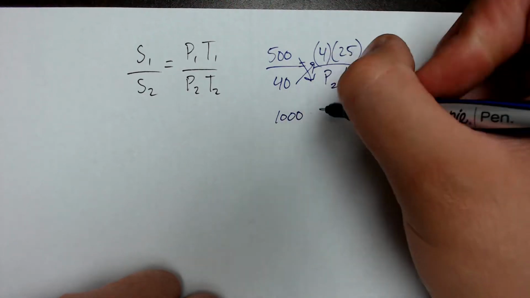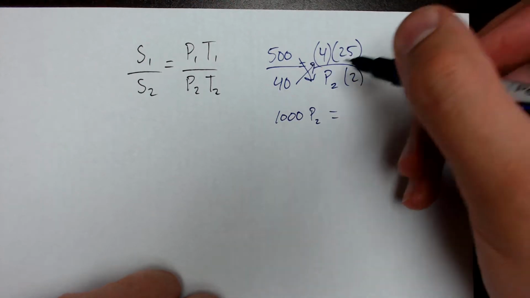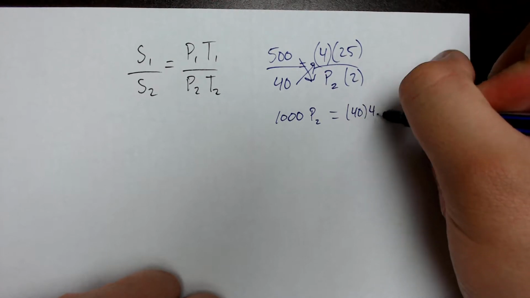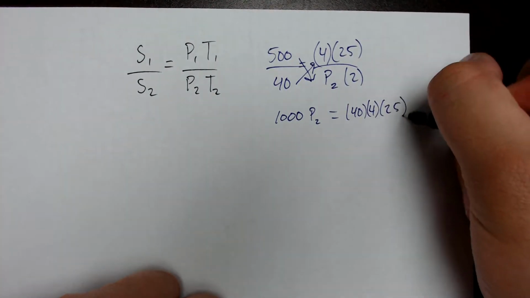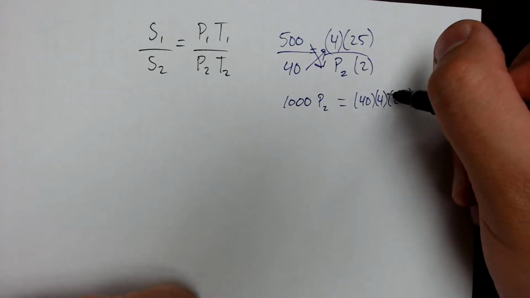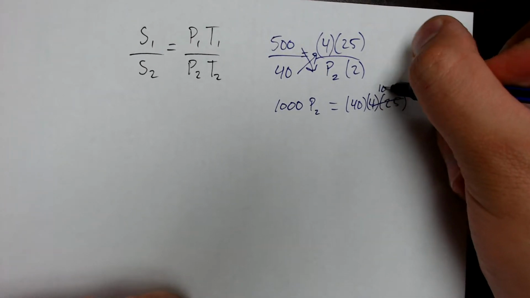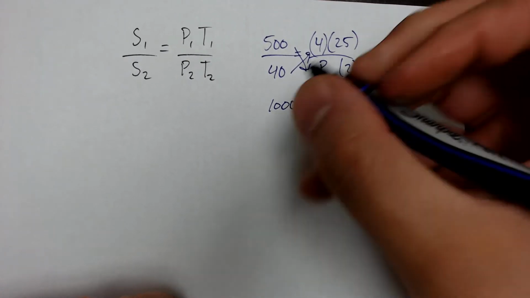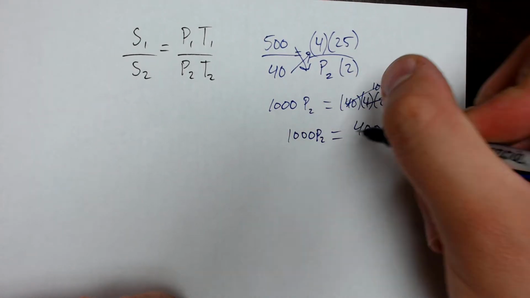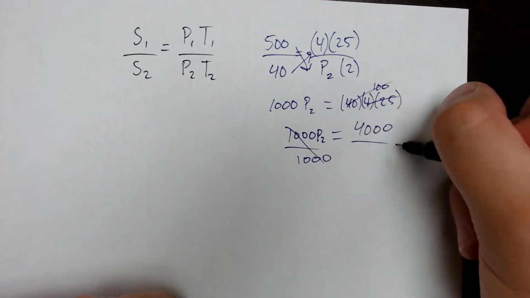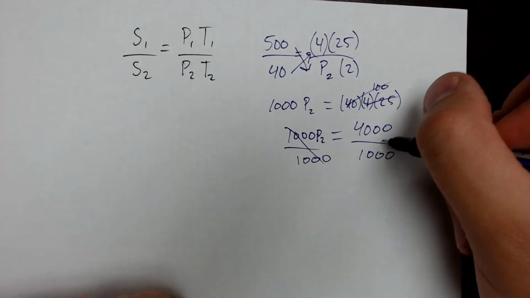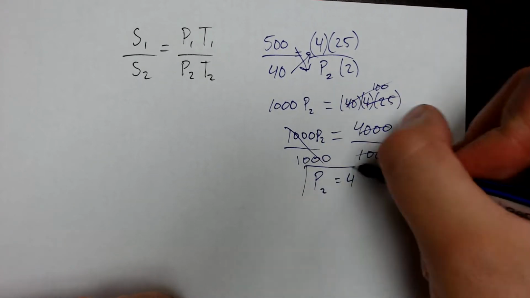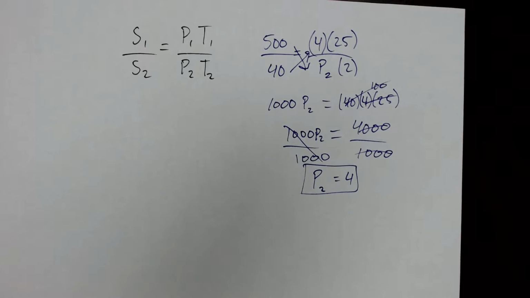I get 1,000, because 500 times 2 is 1,000, times plums 2 is going to equal 40 times 4 times 25. This is just easier for me to not multiply any of these. Actually, what's 4 times 25? 100, right? 100 times 40 is 4,000, equals 4,000. That wasn't terrible. So 1,000 P sub 2 equals 4,000. Divide each side by 1,000. 4,000 divided by 1,000 is 4. So P2 equals 4. Found my answer: 4 plums. So that's just joint variation.